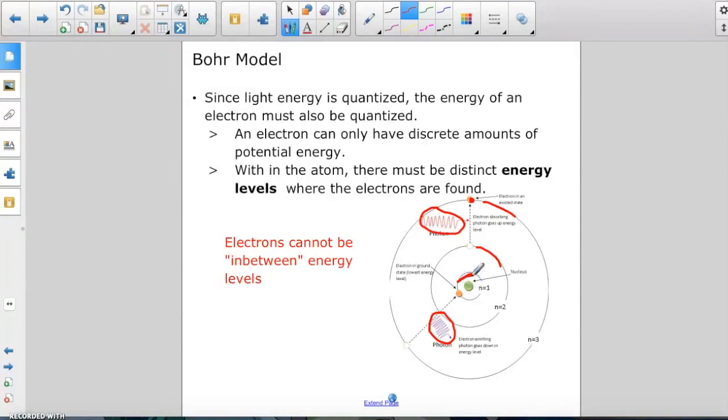Okay, so again, I'm going to read this out loud. An electron can only have a discrete amount of potential energy. It can have a specific amount here, a discrete amount here, and a specific amount here.